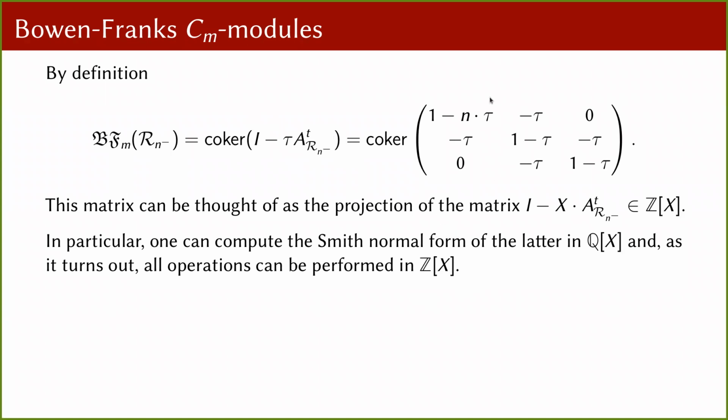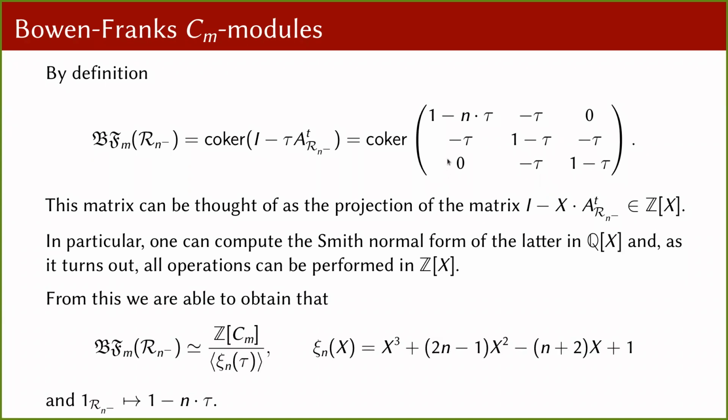So by doing that, we can actually replace this matrix by a diagonal one, which has 2 ones, and then this polynomial here. So the Bowen-Franks Cm-module of the Cuntz splice is the group ring Z of Cm divided by this polynomial evaluated at the generator tau. And again, we should check where the distinguished element goes, and one checks that it goes to 1 minus n tau, viewed as an element here. Well, now the action of Cm is explicit because we're viewing a quotient of Z of Cm.